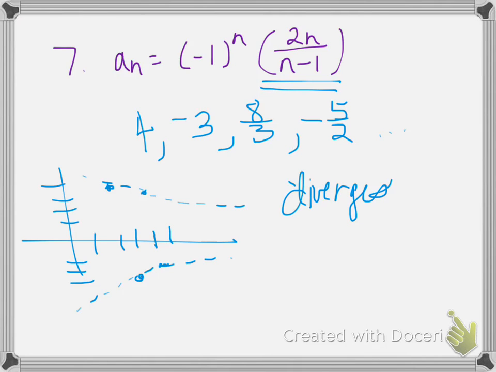Most of the time, if there's a limit, like 2n over n minus 1, if that's equal to 2, and then you have a negative 1 to the n, most of the time that will diverge because it's making part of them go toward the positive part and part of them go to the negative part.